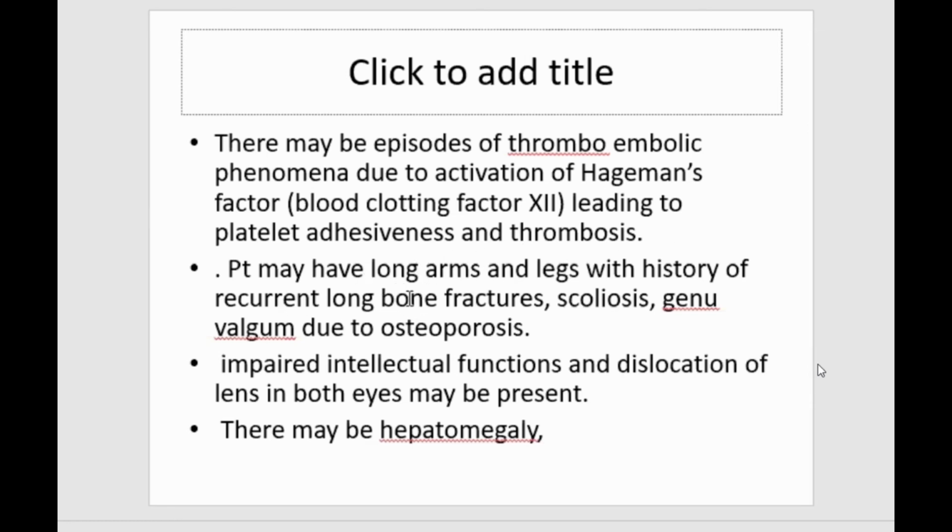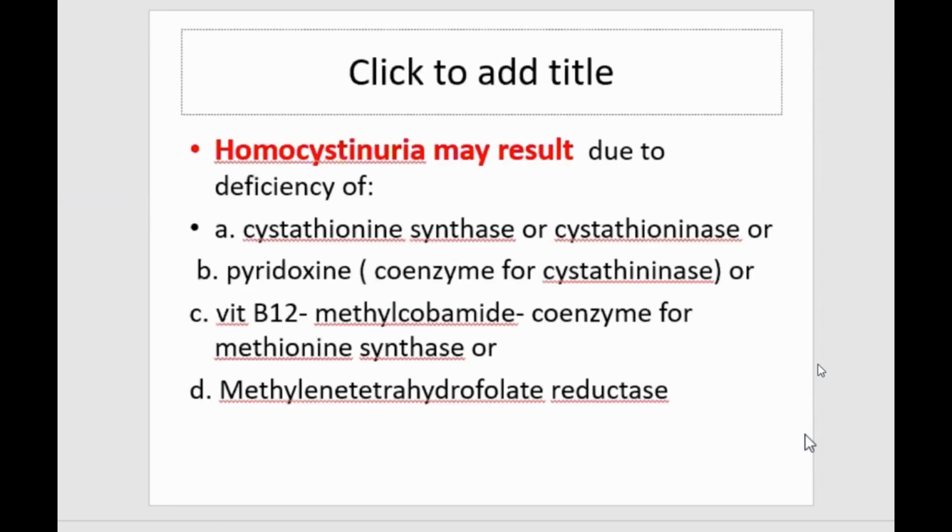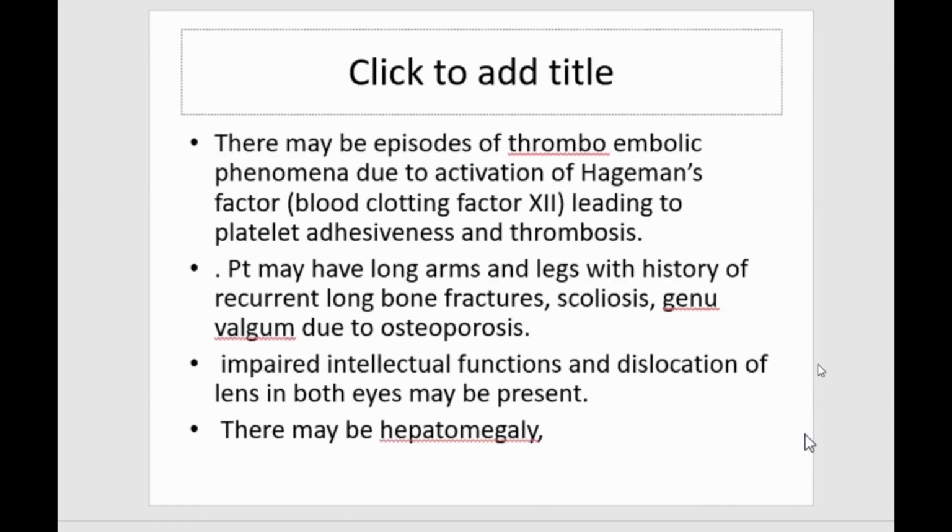Or the patient may have long arms and legs with a history of recurrent long bone fractures, scoliosis, genu valgum, etc. due to osteoporosis, or impaired intellectual functions, and a dislocation of the lens in both eyes may be present. There may be hepatomegaly. So all these symptoms may be associated with homocystinemia and homocystinuria.